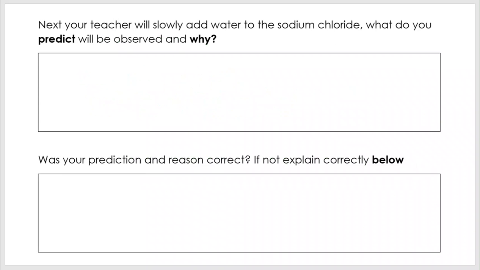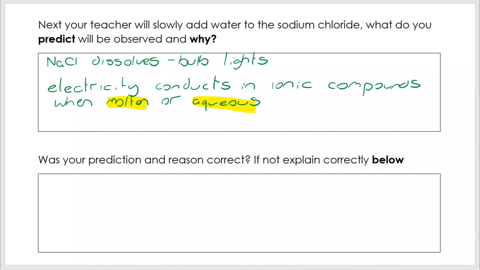But what we can then do is think about what happens if I were to add water to that sodium chloride. Now in those circumstances, the sodium chloride will dissolve in the water. Salt dissolves in water. And if the salt dissolves in water, what you find at that point is that the bulb lights. Now for this, we can show that electricity is conducted in ionic compounds when the ionic compound is molten or aqueous. And the reason for that is that the ions are free to move. We know that within the liquid, the ions can move freely through that structure, through that substance.